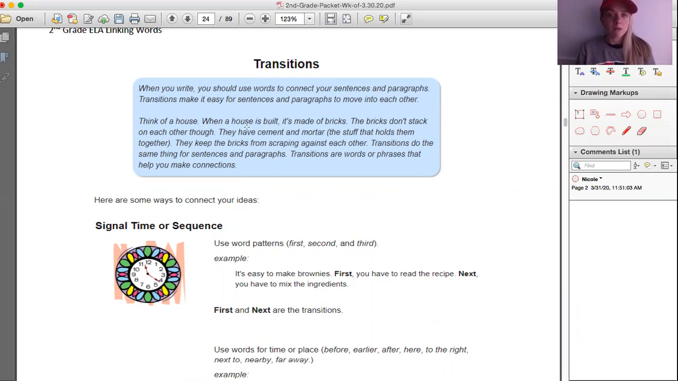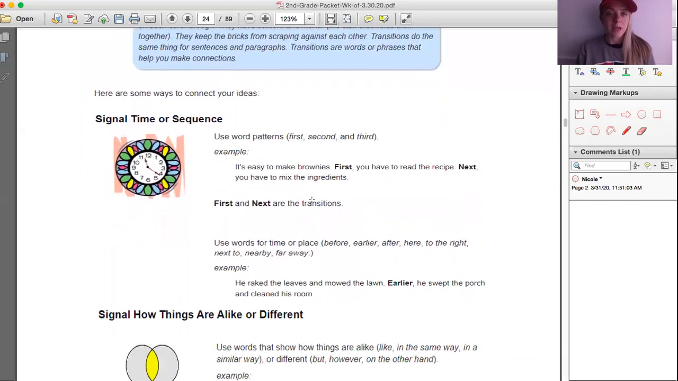Think of a house. When a house is built, it is made of bricks. The bricks don't stack on each other, though. They have cement and mortar, the stuff that holds them together. They keep the bricks from scraping against each other. Transitions do the same thing for sentences and paragraphs. Transitions are words or phrases that help you make connections.